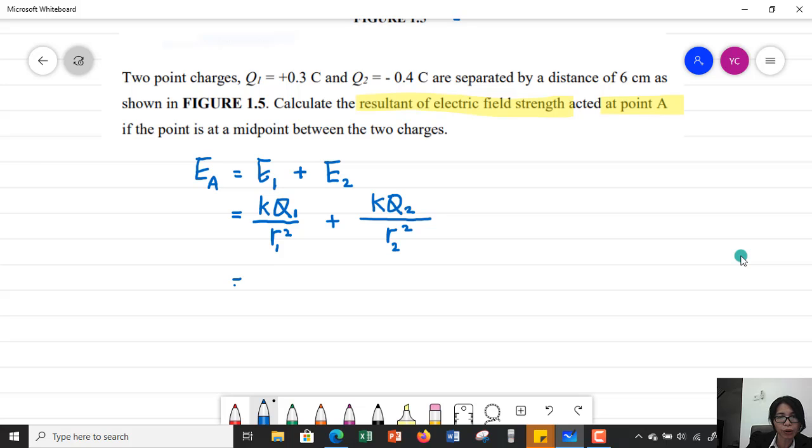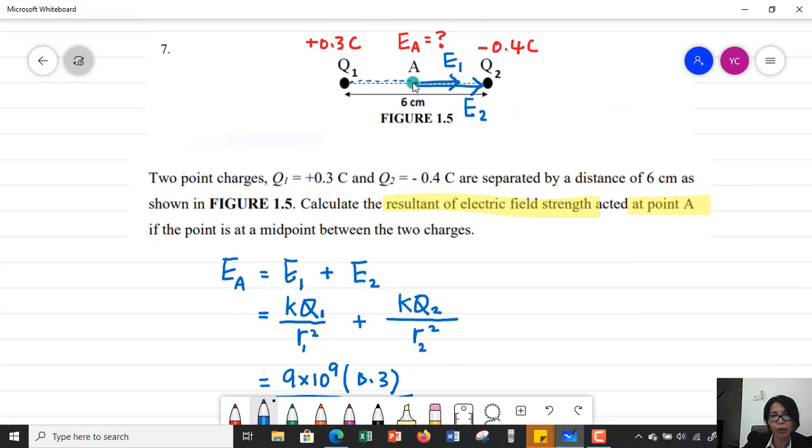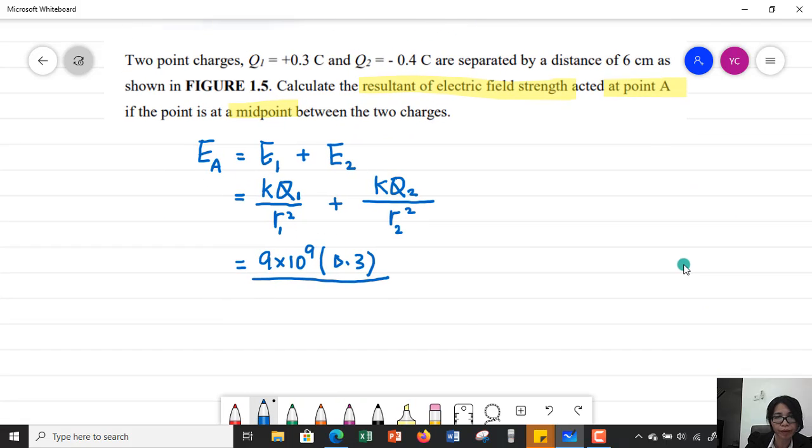K is the Coulomb constant, so we have 9 times 10 to the power of 9. Q1 is 0.3 divided by the distance of point A to Q1, which will be 3 centimeters. Why 3 centimeters? Because point A is the midpoint between the two charges. So we have 0.03, 3 centimeters changed to meters, okay? All calculation in SI unit.